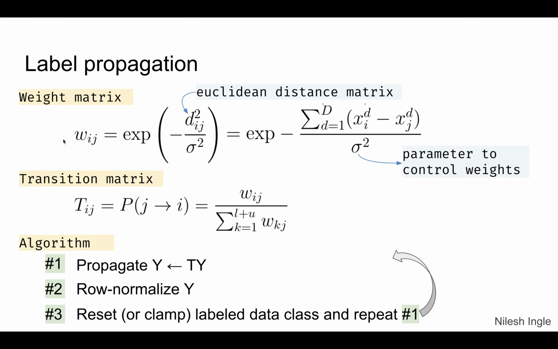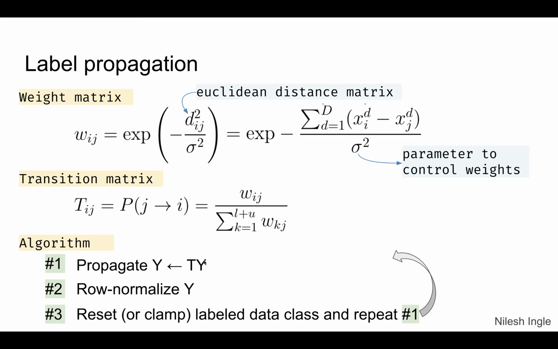Then using this weight matrix, which is a symmetric matrix, you can calculate the transition matrix, which is shown here, which is essentially the weight matrix that is normalized, as shown here. So the algorithm goes like this. We first calculate this value T times Y. Y are the labels, but they are not actual labels. The Y is the matrix that has the probability values.